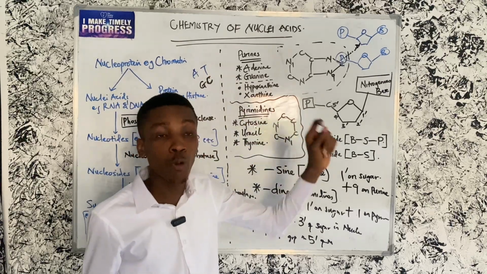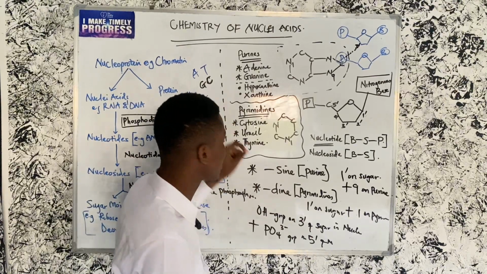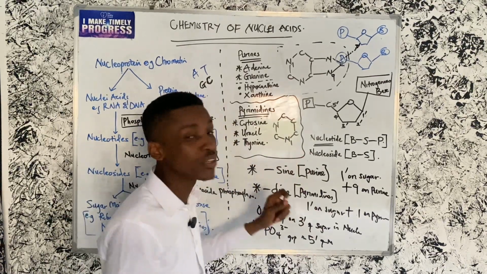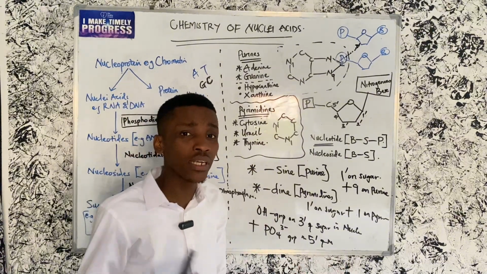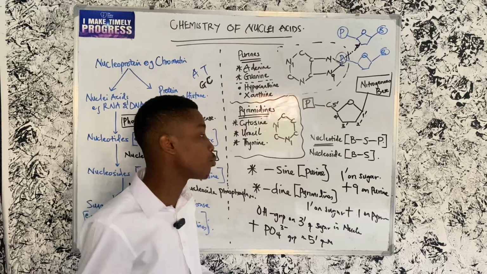Guanine, after adding sugar, will be guanosine. Cytosine, after adding sugar, cytidine. Uracil, uridine. Thymine, you now call it thymidine. You observe the naming. Pyrimidines end with "dine." Purine nucleosides will always end with what?